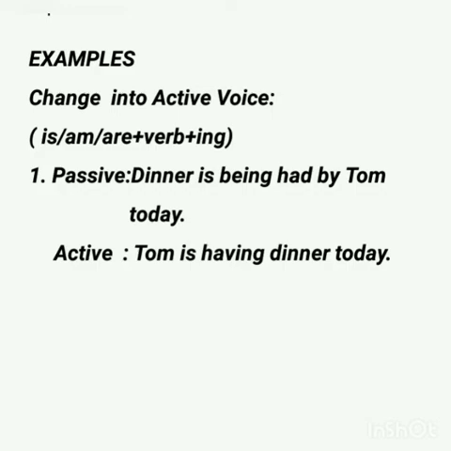Now let us learn how to change into active voice. The formula is SMR plus ing form of the verb. Here are some examples. Number 1, passive. Dinner is being had by Tom today. Dinner is the subject, had is the verb, and Tom is the object. And we have to start with Tom in the active voice. Let's change into active. Tom is, and the first form of had is have, and ing form is having dinner today.